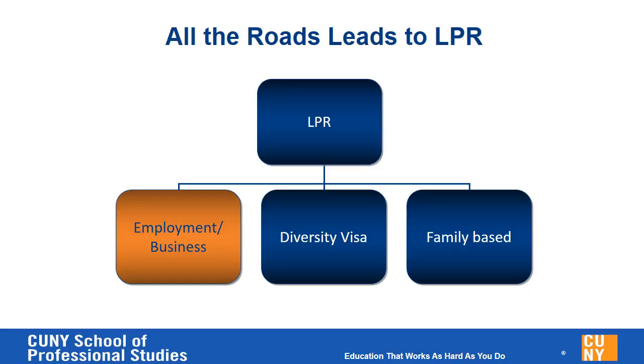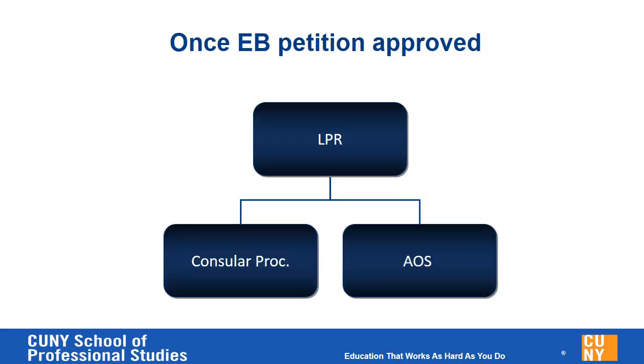So the roads to permanent residency in graphic form: we are looking at the employment and business avenues towards LPR, and the DV and family base are also there. Once the employment-based petition is approved and the visa number is available, then a person can proceed to adjust their status to a permanent resident or consular processing.